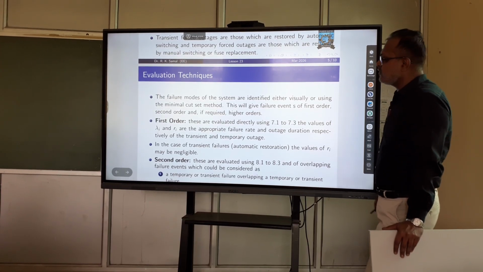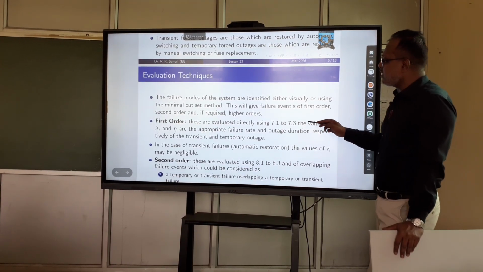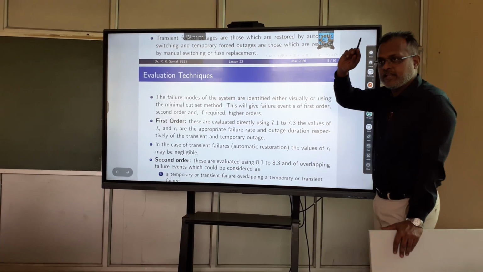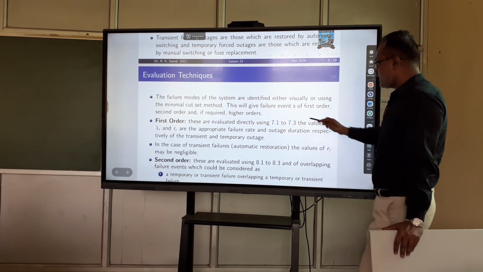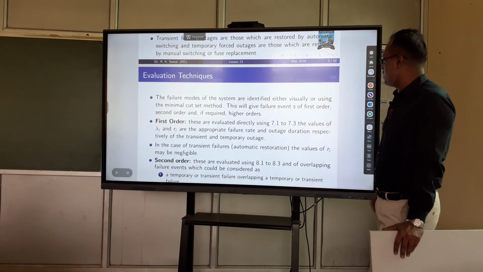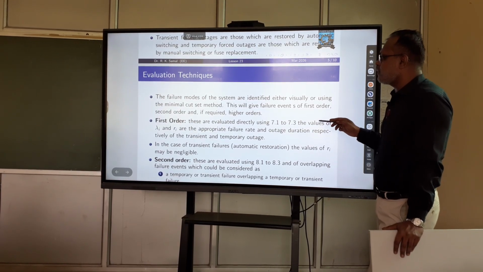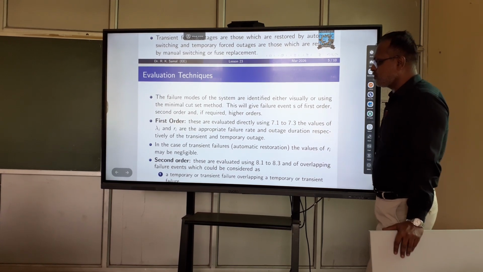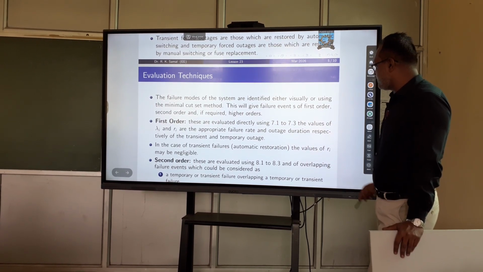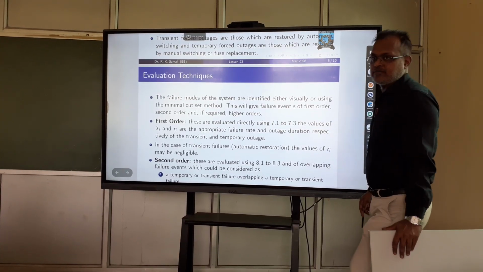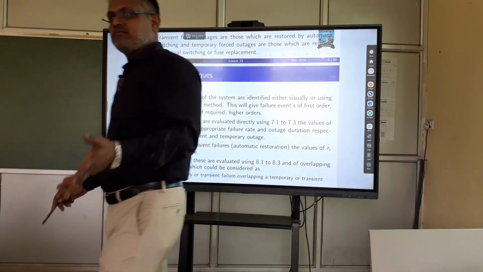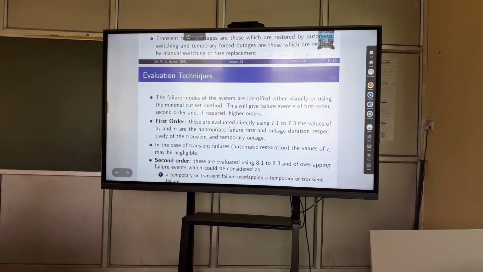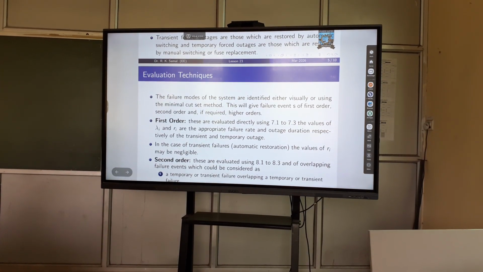So what is the first order event? These are evaluated directly by using the basic techniques. The first three questions that you did, that is 7.1 to 7.3, on the board. And the values of lambda and r are the appropriate values weighted respectively by the transient and temporary outages. In case of transient failures, there is no repair time, no outage time. No repair time for transient failures. Automatically restored after the fuse is blown or the lightning arrester operates.